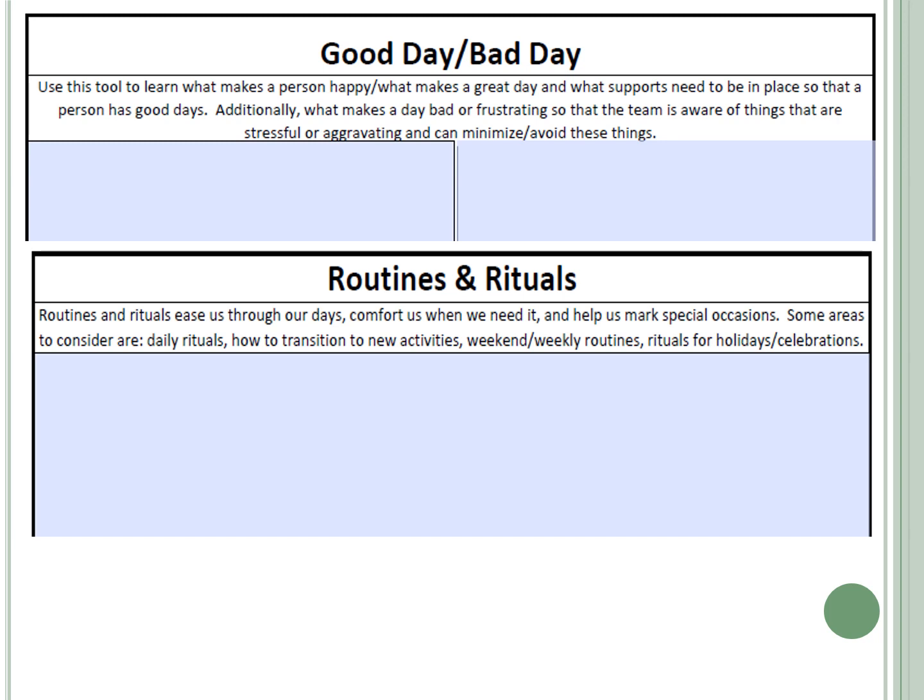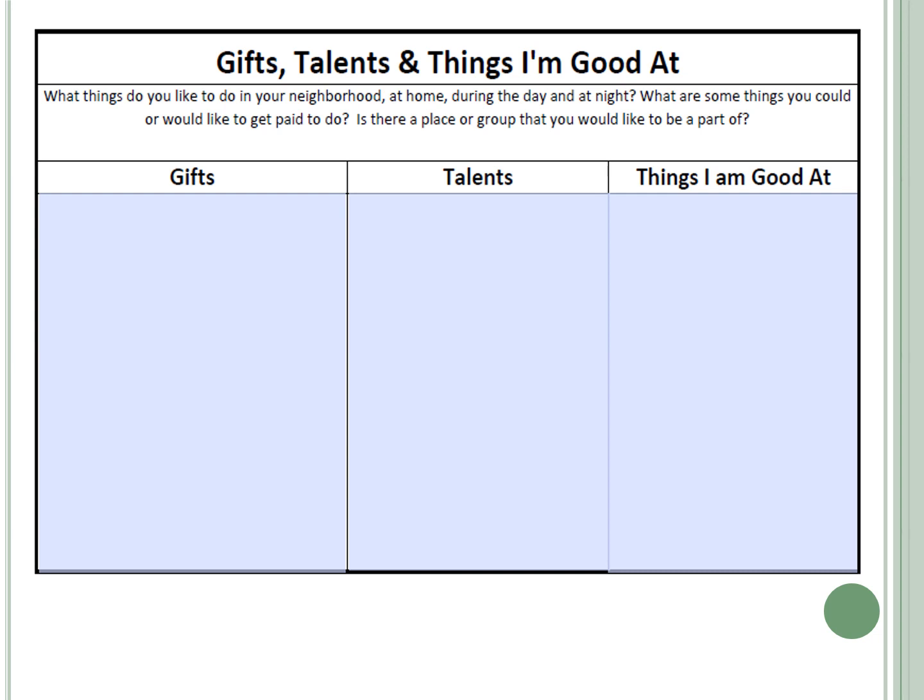The next tool is the Routines and Rituals tool, and this really helps the person to describe some of the important routines that really make their day meaningful for them. And by identifying the routines, they can really prepare for transition to new activities. And the very last tool is the gifts, talents, and things I'm good at tool.